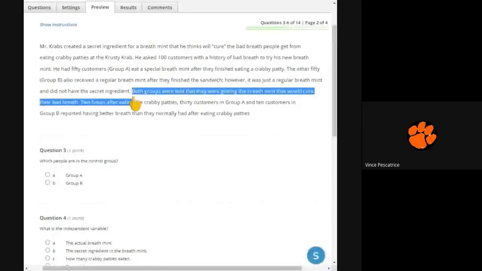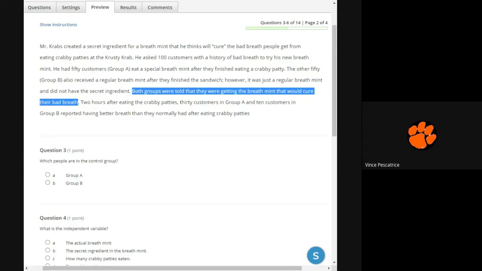Both groups were told that they had bad breath and that they would be getting a cure for that. So both groups were told that they were getting a breath mint that would cure their bad breath. This is important because this eliminates what's called bias. Bias is something unconscious, something you just do that favors a specific way or behavior, and it's not something you do intentionally.